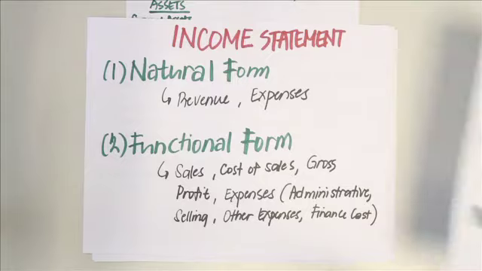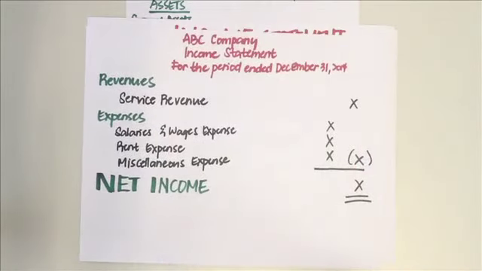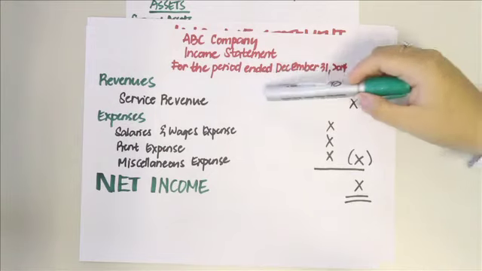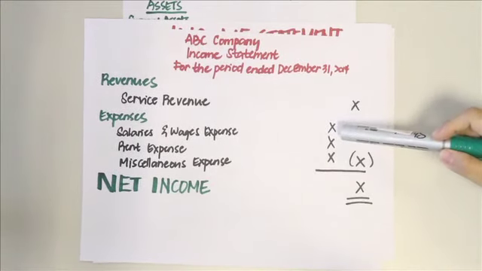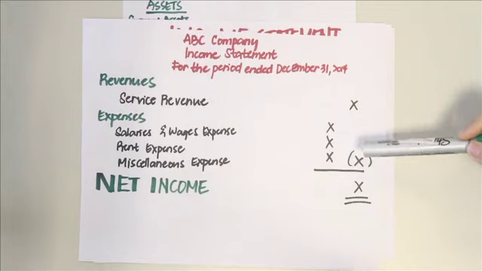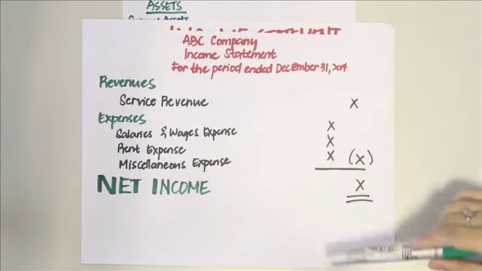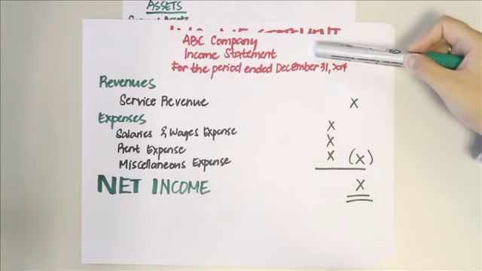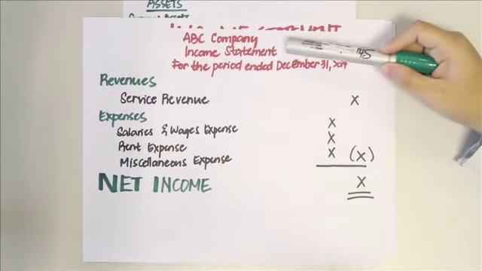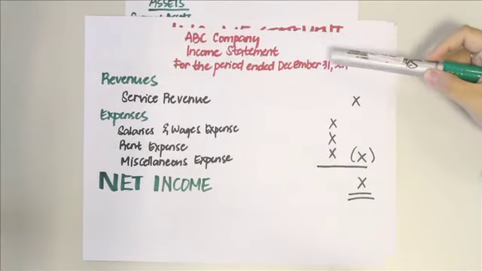And now I have here the natural form of income statement. And as I said, you simply list down all the revenues and then deduct all the total expenses to get your net income. And again, just like any other statement, you have your heading here, the name of the company, the type of report issued, as well as the date.